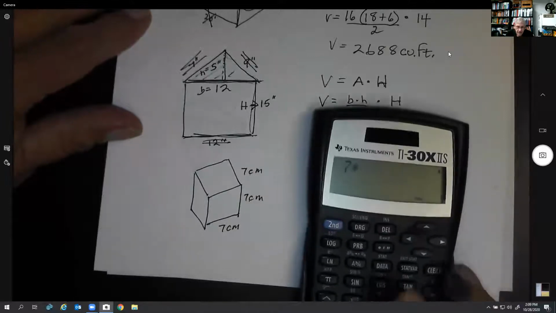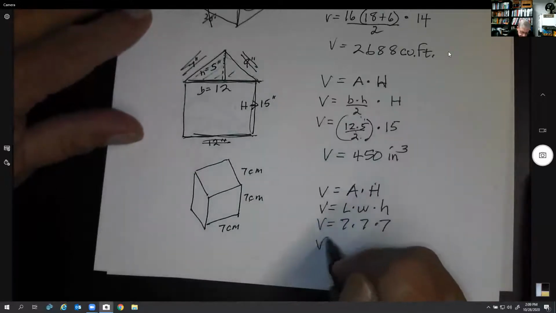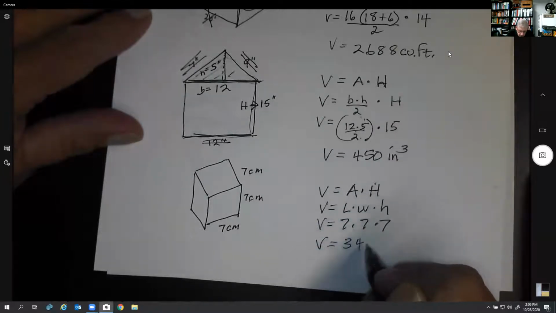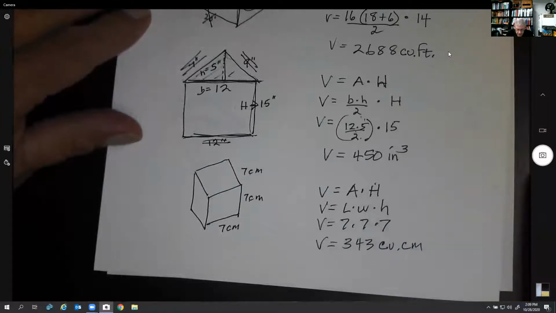7 times 7 times 7, 343. And I'm going to write cubic centimeters like that. Or I could write centimeters cubed.